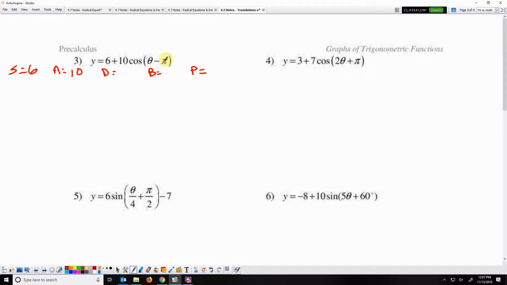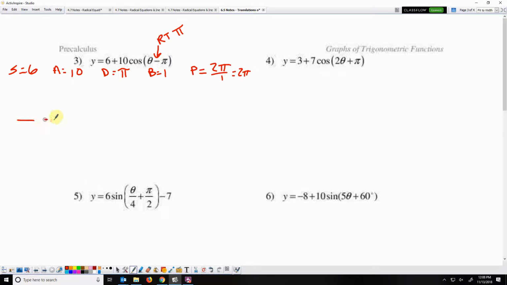Displacement, it's got a minus pi here, and that minus is inside the parentheses, so it's going to go right pi units. So the displacement is pi. B, there's nothing here after cosine. B is 1, which means the period, once again, is 2 pi over 1, or 2 pi.